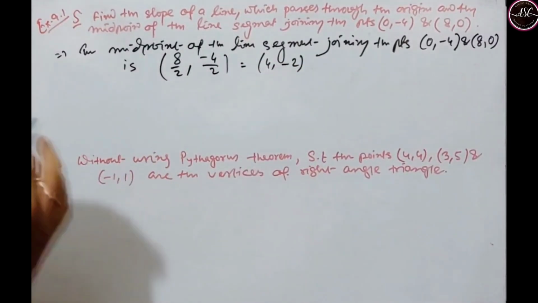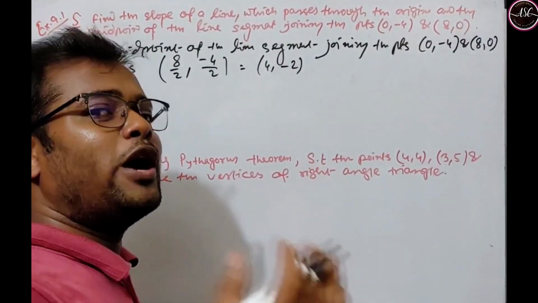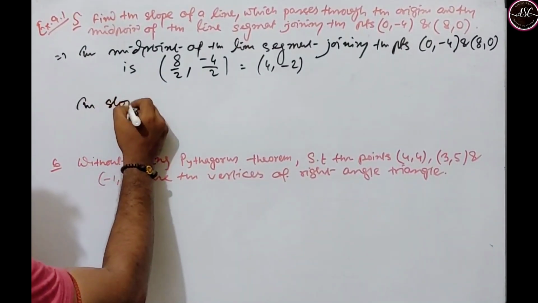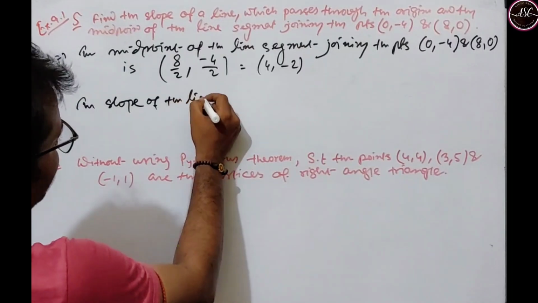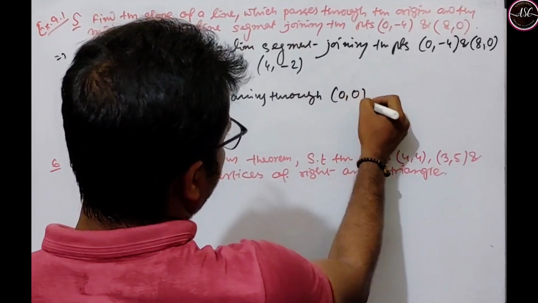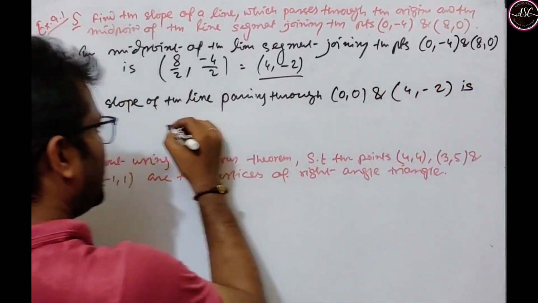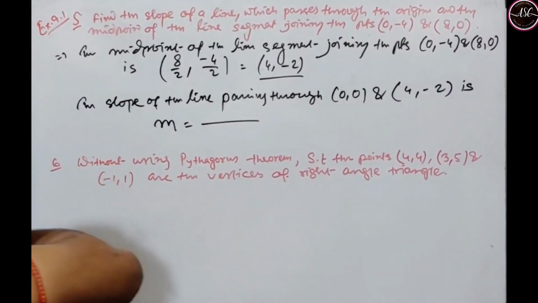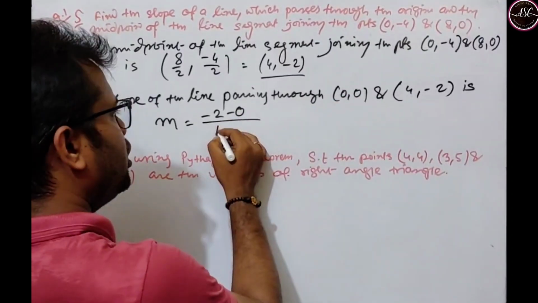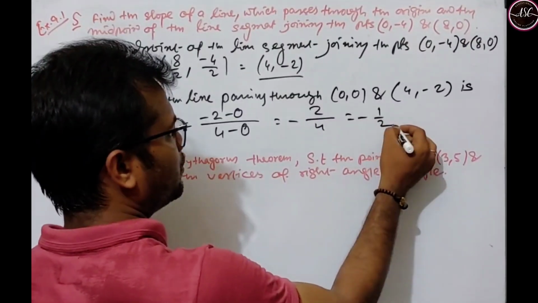Okay, and for the slope of a line passing through 2 points, we know the formula m equal to y2 minus y1 divided by x2 minus x1. So the slope of the line passing through 0, 0 and 4, minus 2, that means the midpoint, is m equal to, here y2 equal to minus 2, minus y1 equal to 0, x2 equal to 4 and x1 equal to 0, that means minus 2 by 4, that means minus half. That will be your answer.